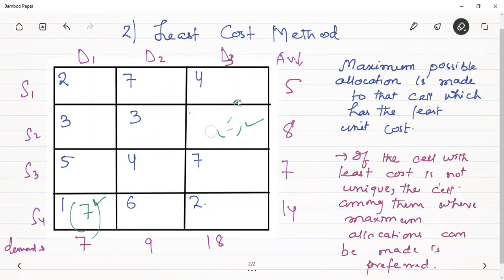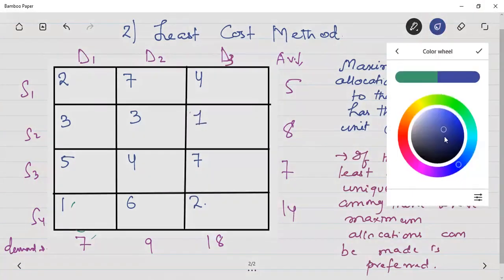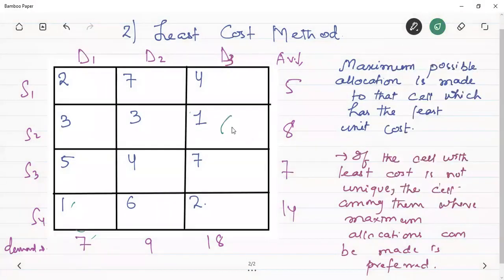So we will start with this cell here. Maximum allocation is possible here. So this is 1, and we can see that 7 or 8 allocations can be made here. Okay, it has been allocated 8 units. Then the supply, the availability of this source second, is exhausted. It is left with none. And how much is left here? The demand of the third destination was 18 units, 8 has been met, 10 are left here.